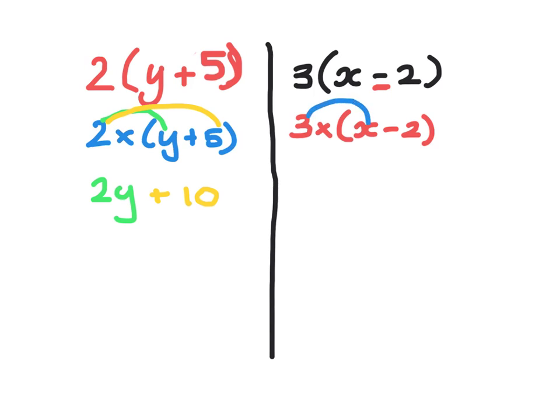So 3 lots of x, and then 3 lots of 2, but it's a special 2, it's a negative 2. So 3 times negative 2 equals negative 6. And I've just made a mistake, looks like a little divide sign, so let's get rid of that. So 3x minus 6.